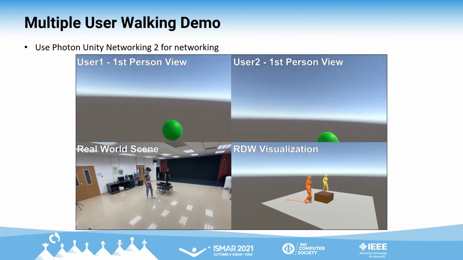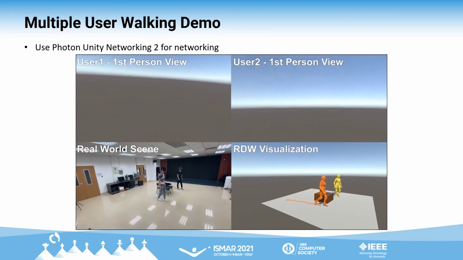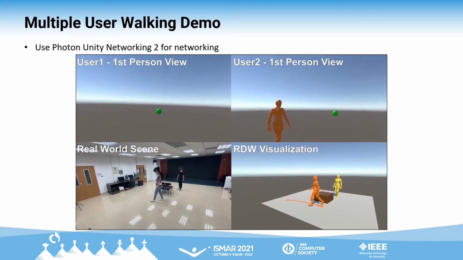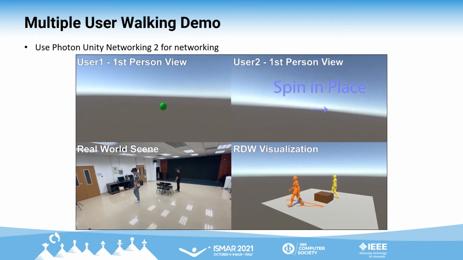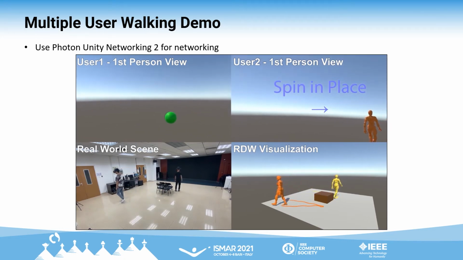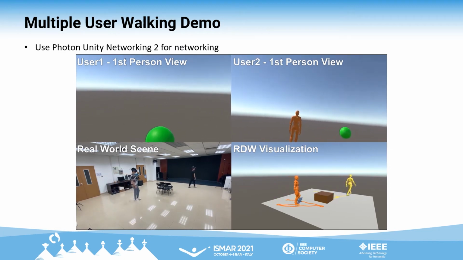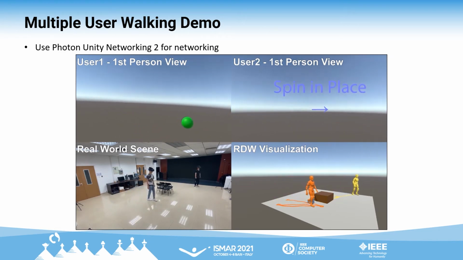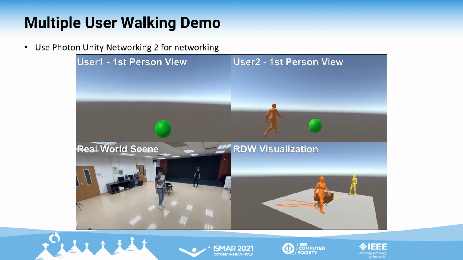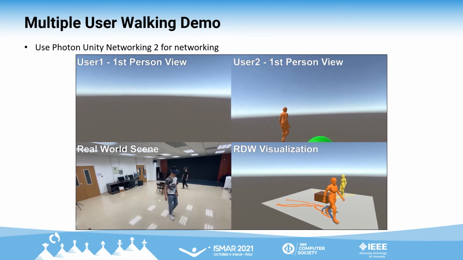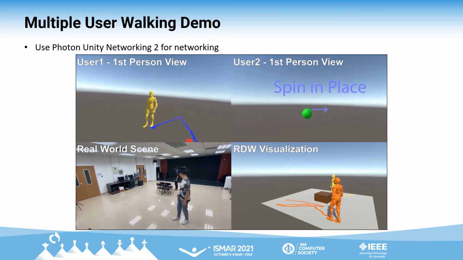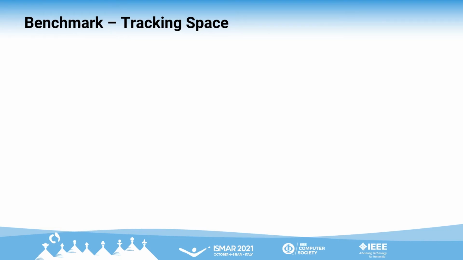To support multiple real-user working, OpenRDW library integrates Photon Unity networking tool for network connection and synchronization. This video demo shows two HTC Vive users working in the 6 meters by 6 meters physical tracking space. A 1 meter by 1 meter square obstacle was set in the middle. Based on the library, we constructed a benchmark to evaluate RDW methods via simulations.